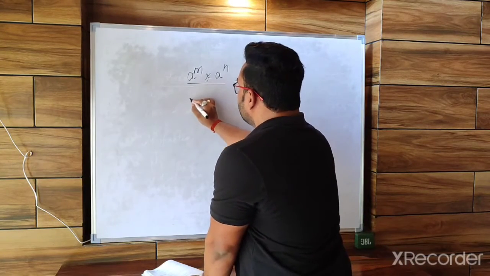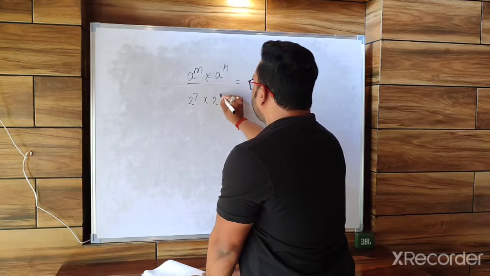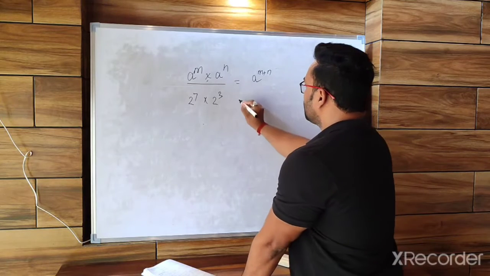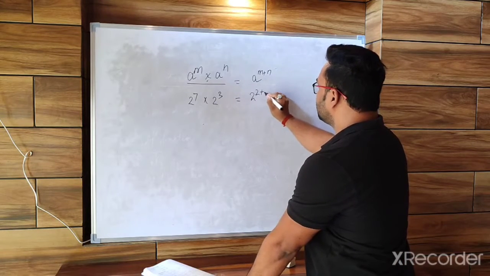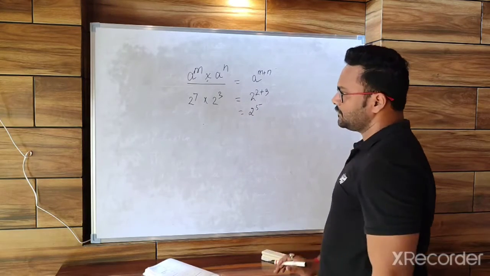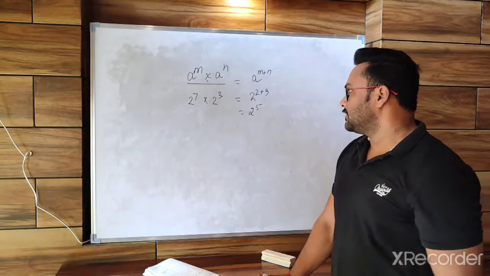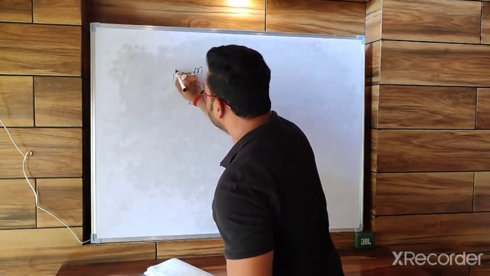Suppose 2 to the power 7 into 2 to the power 3. Okay, so how will we write this? 2 to the power 7 plus 3 is equal to 2 to the power 10. Okay, very simple it is. And this is law number 1.